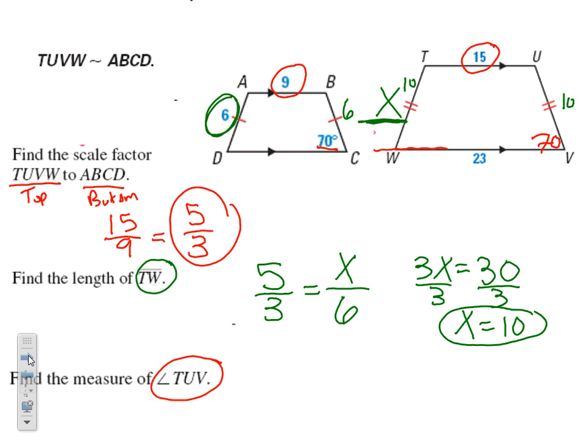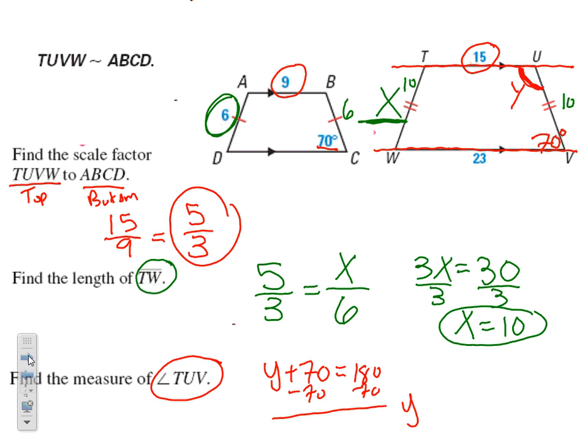If we see here, this is a parallel line, and this is a parallel line, and they want us to find this angle right here. And if you recall back, the 70 degrees and this angle, I'll call it Y, are on the same side, so they're same side interior angles. So Y plus 70 has to equal 180. Subtract 70 from both sides. Y is going to equal 110.